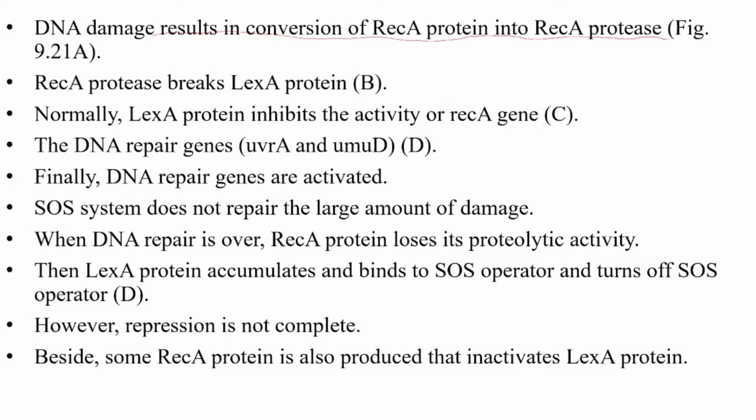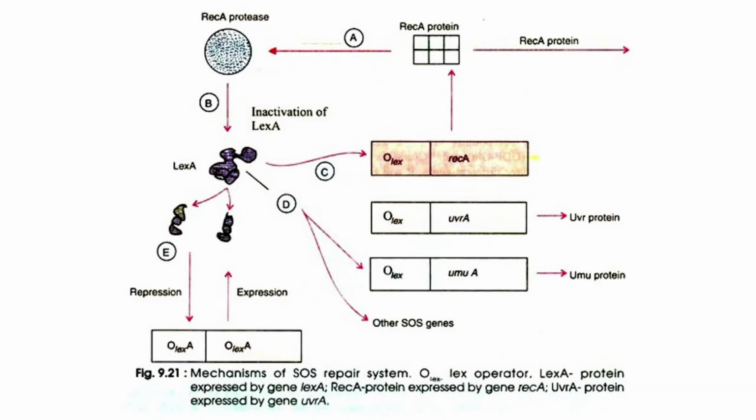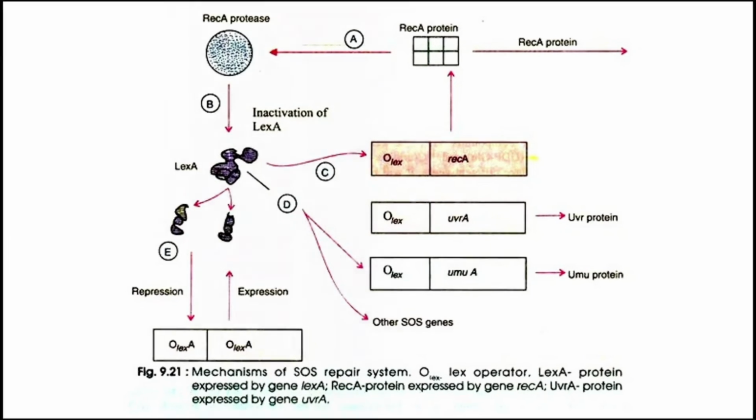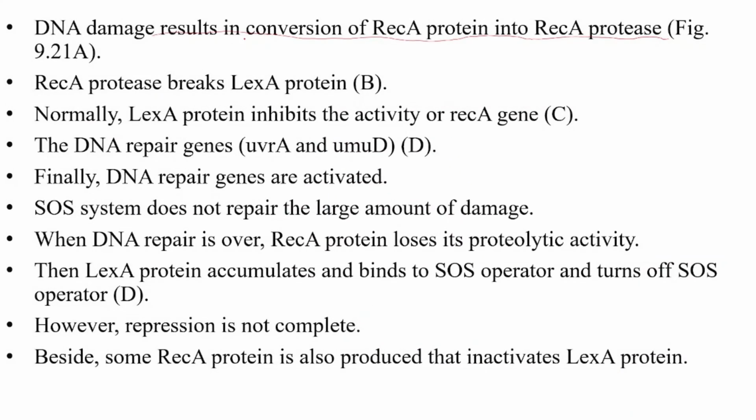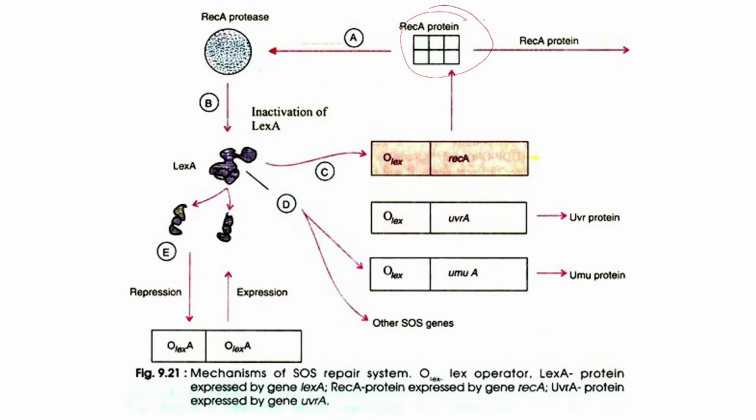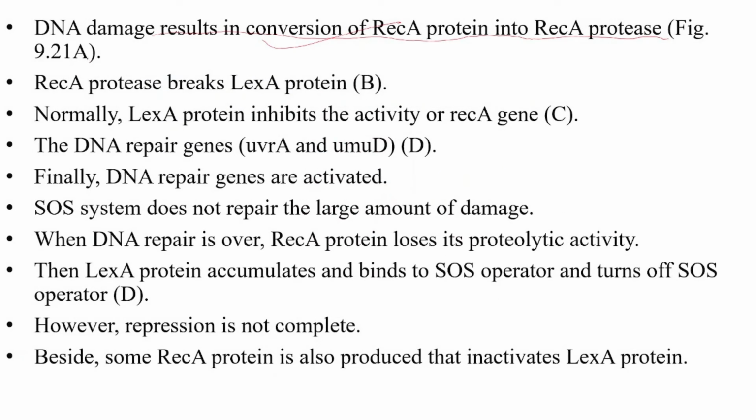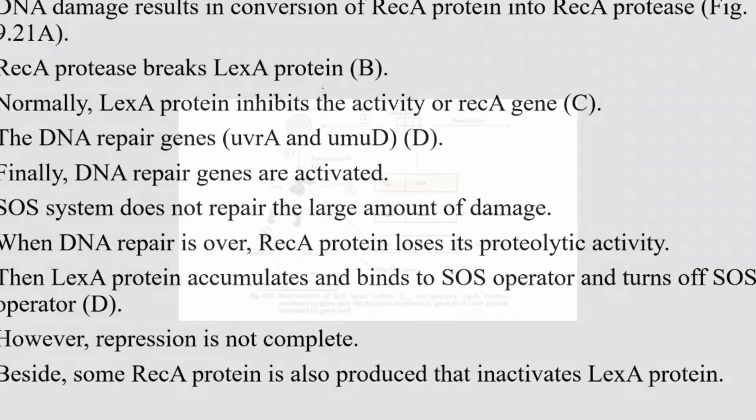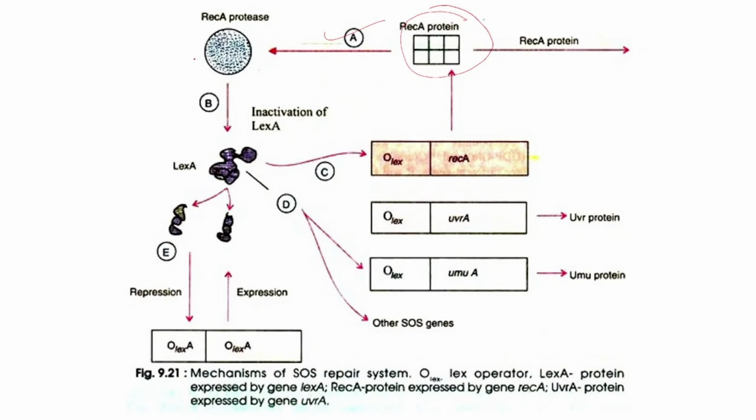Let's understand this in the figure. Okay. This is the whole mechanism of the SOS repair system. What they are saying first: DNA damage results in conversion of RecA protein into RecA protease. RecA protein gets converted into RecA protease. Step 1. Then RecA protease breaks LexA protein. Step B.